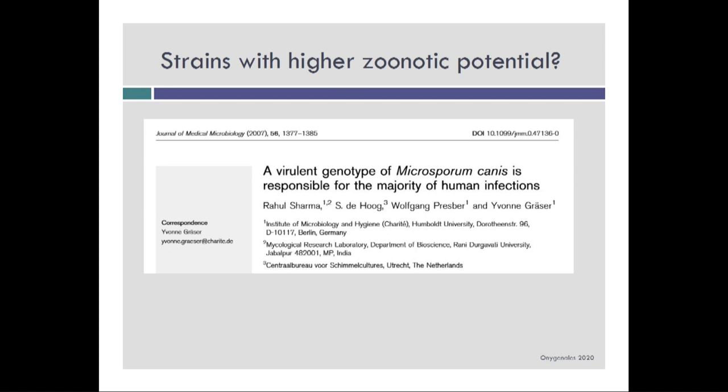A very important question that we are interested in when we make these types of genetic studies is to understand whether there are some lineages, some strains with higher zoonotic potential. And this is a good question also because in a past work, authors hypothesized this feature, because they found that among strains sampled from humans, there was a higher prevalence of what they call the virulent genotype of Microsporum canis.